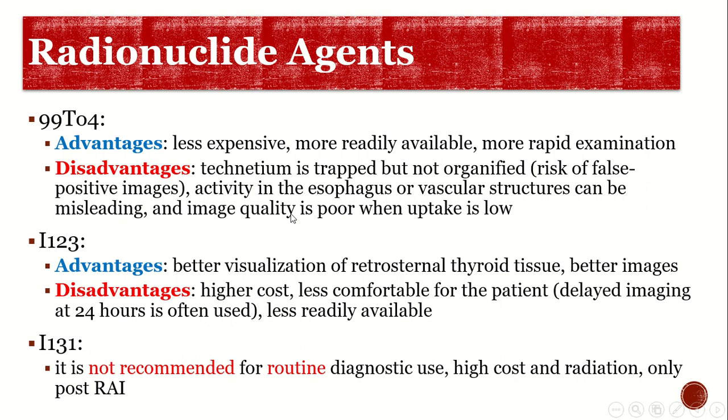when the image quality is poor and uptake is low. But by using iodine 123, a better visualization of retrosternal thyroid tissue is seen, better image, but also the cost is high and it is less comfortable for the patient, because we need to wait 24 hours and it is less readily available.